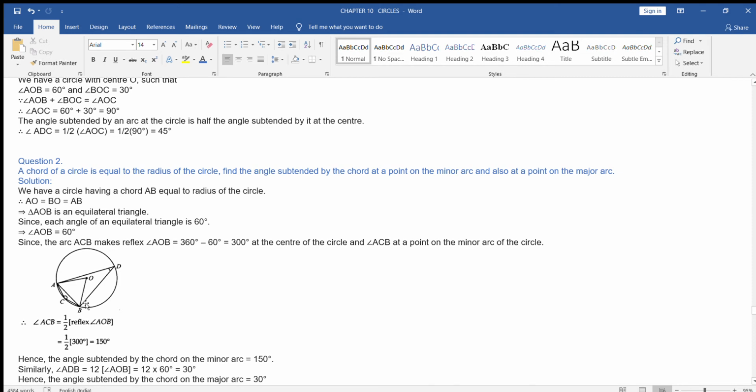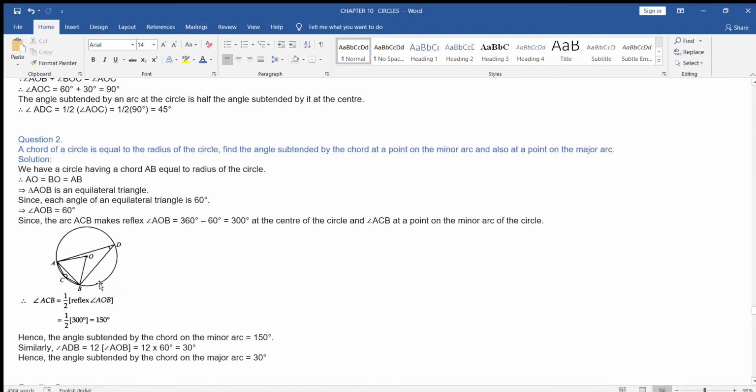Okay, now see, AB is equal to OA is equal to OB, means this is an equilateral triangle. All angles are 60 degrees, means this AOB is also 60. Okay, now if this AOB is 60, then the remaining we can find out easily. Okay, and now see, we can find out the reflex of AOB also. That one is 300. Okay, now the same, we will use the method of the previous theorem. If this one is 300, this one is half of this one, 150.